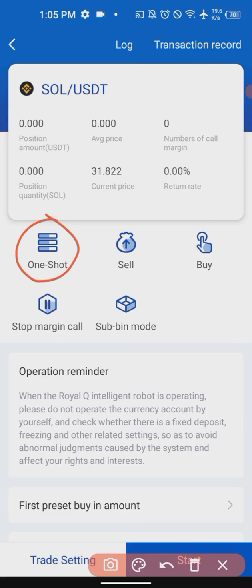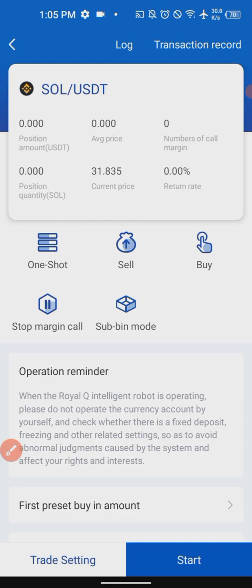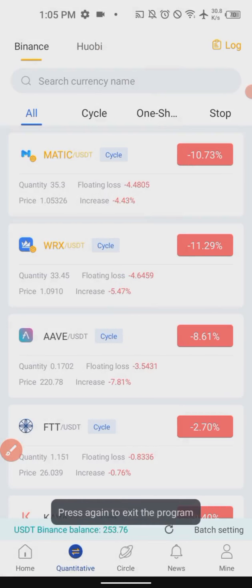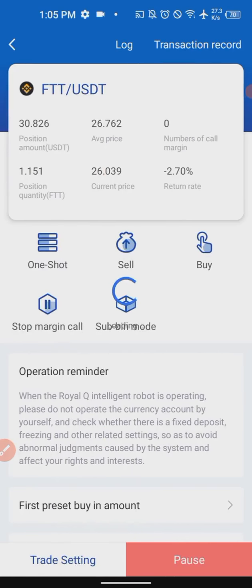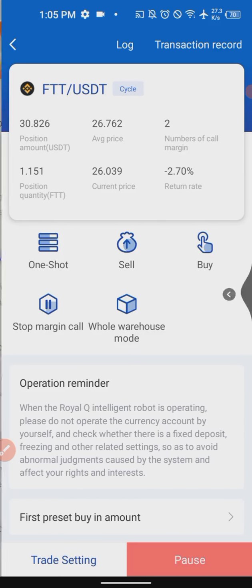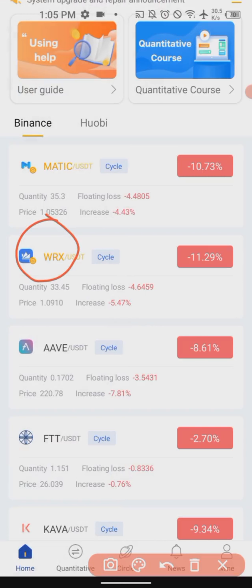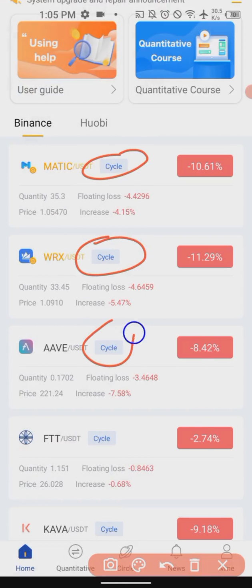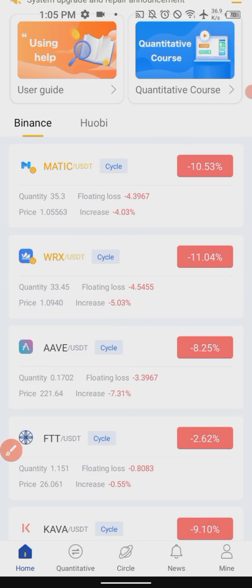That is one shot. By default mode, if I don't touch one shot, the bot is on cycle. That is why when you come here, for example, let us come back to the home page. You can see cycle here. All these coins are on cycle. By cycle, it means it sells, it buys, it sells, it buys. That's why in the notification, the messages are saying buy, sell, buy, buy, buy, sell, buy, sell, buy, sell, and all of that. So let's go back again to Solana.